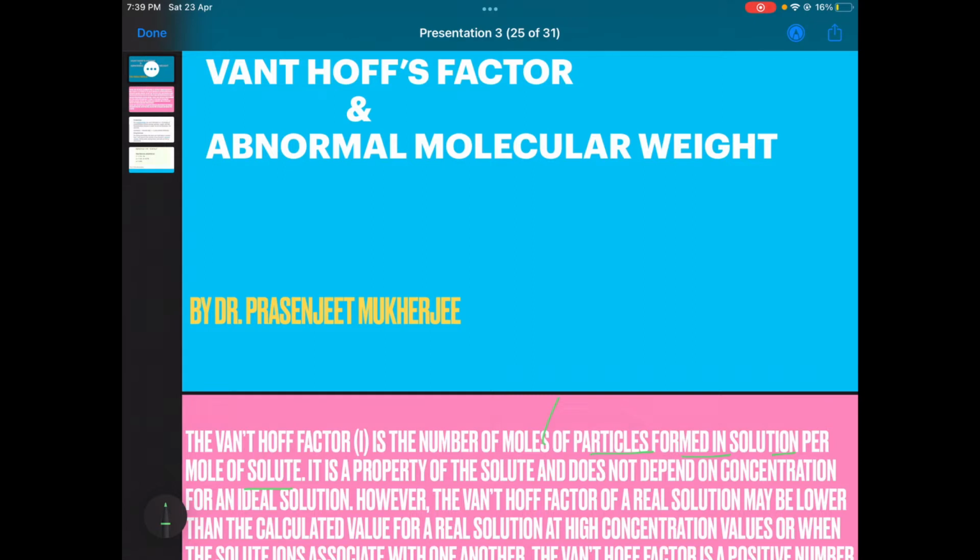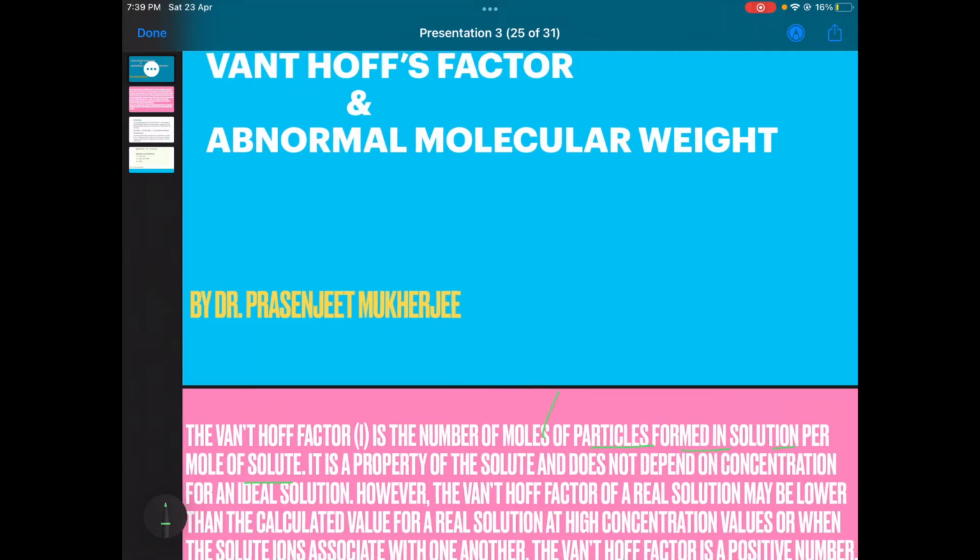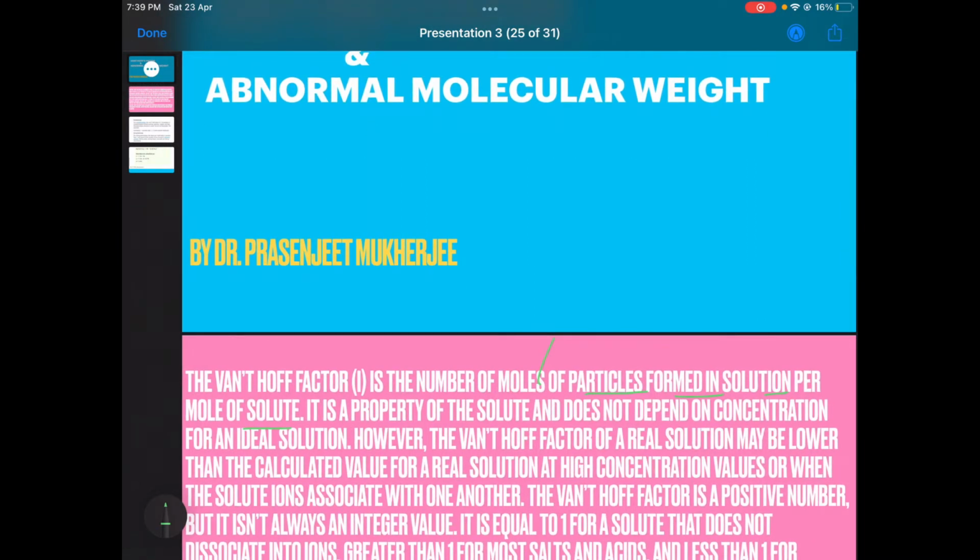Well, the Vant Hoff factor is usually represented by the letter i, and it is a relationship identified on the basis of the experimental and the theoretical colligative properties. It is defined as the number of moles of particles formed in the solution per mole of solute. It is a property of the solute and it does not depend upon the concentration of the ideal solution.